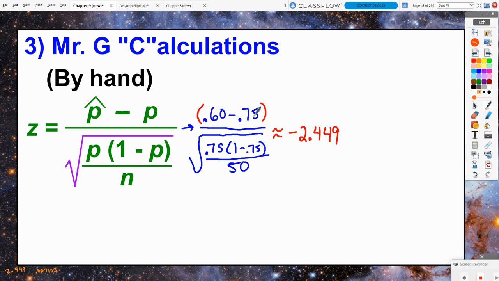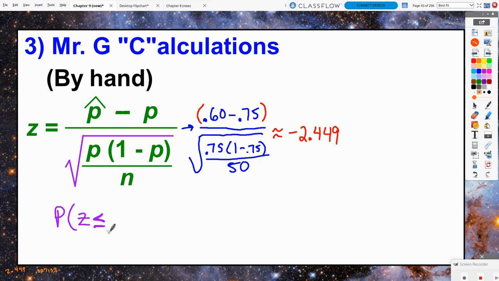What that means is that 60% is almost 2.5 standard deviations below the mean of 75%, where I would expect to be. So that z-score, that test statistic, represents the same thing that we talked about previously in Chapter 2. But now we're going to take that test statistic, that z-score, and convert it into a p-value, a probability value. We want to find the probability that we would find other test statistics, other z-scores, that are as extreme or more extreme.